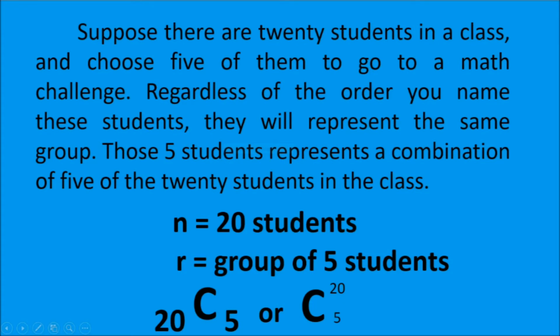Suppose there are 20 students in a class and you choose 5 of them to go to a math challenge. Regardless of the order you name the students, they will represent the same group. Those 5 students represent a combination of 5 of the 20 students in the class. So n is equal to 20 students and r is a group of 5 students.